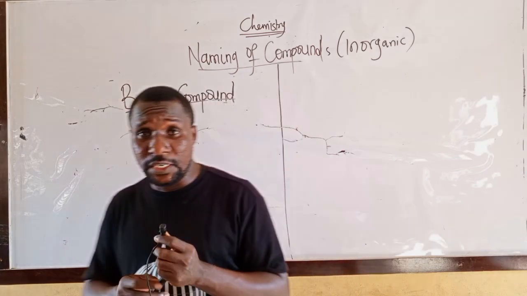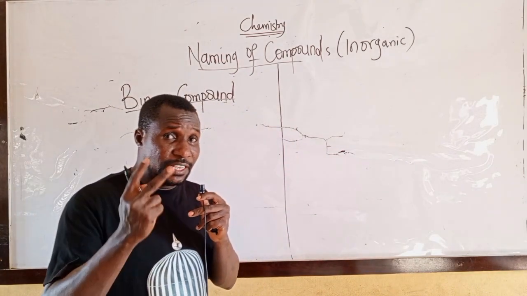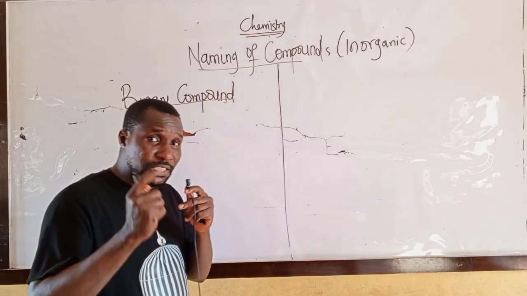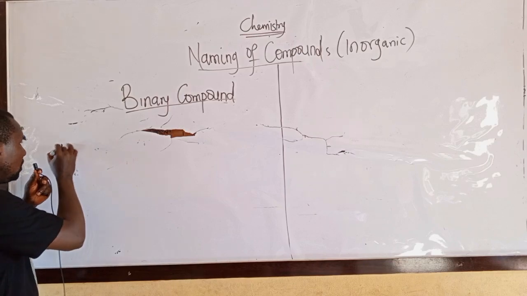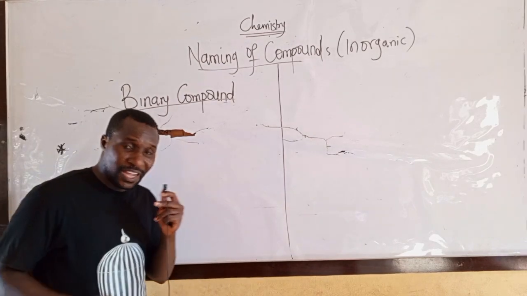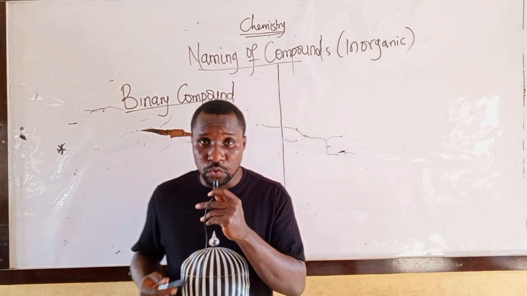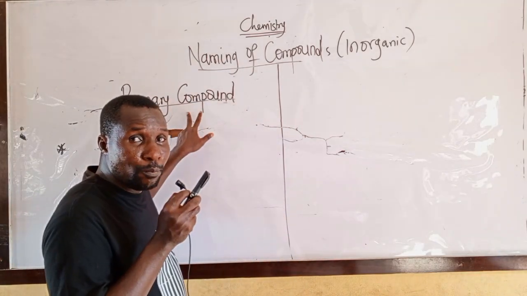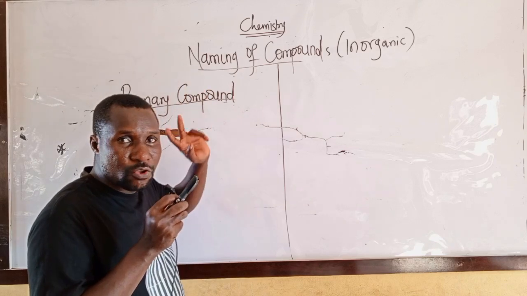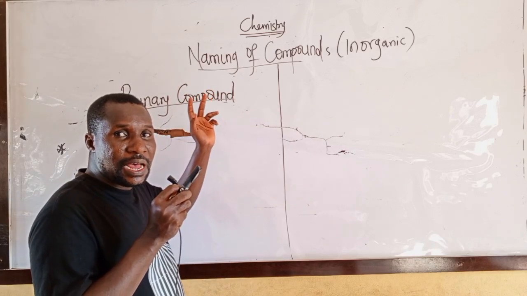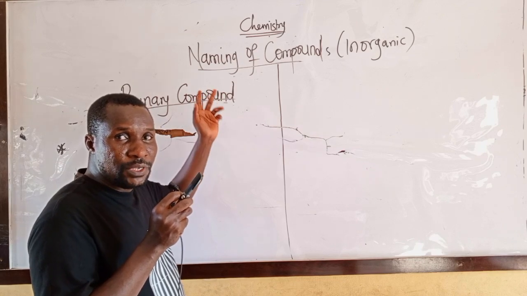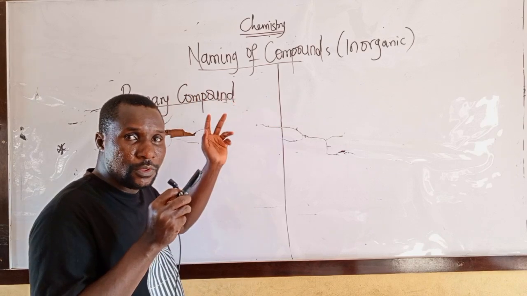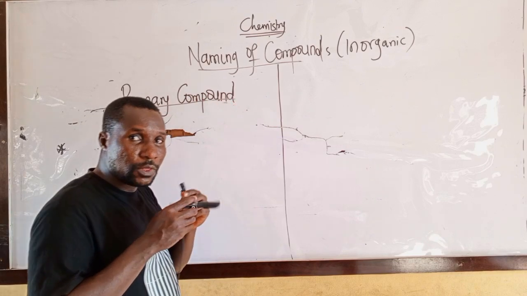There's a rule for binary compounds which you must understand. I call it the first rule in naming of compounds. That's my own trick. This rule is applicable to any binary compound. It could be an ionic binary compound, a transition metal binary compound, or a covalent binary compound. It's applicable to all binary compounds.